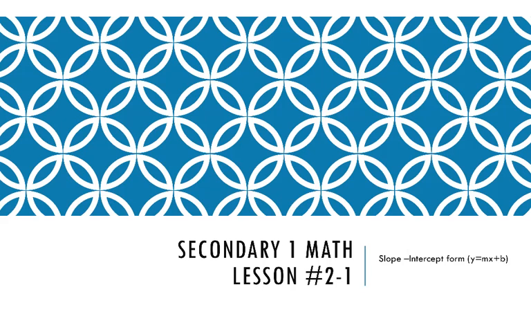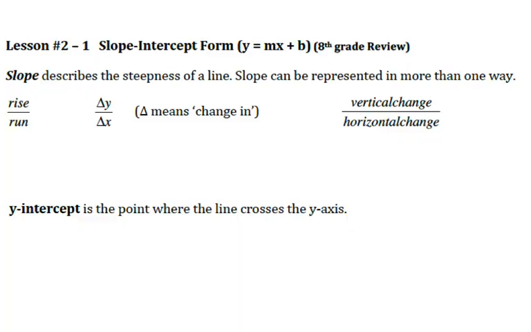This video covers Lesson 2-1 for Secondary 1 Math, Slope-Intercept Form. Slope-intercept form is y equals mx plus b, and you can see that here in parentheses.